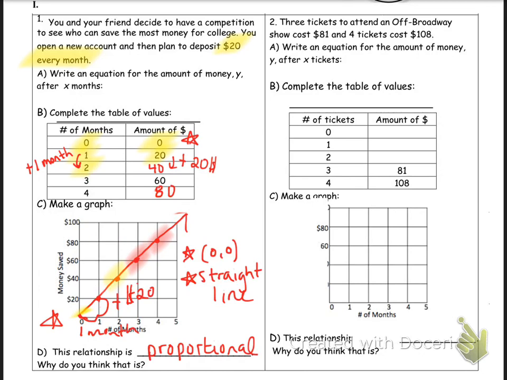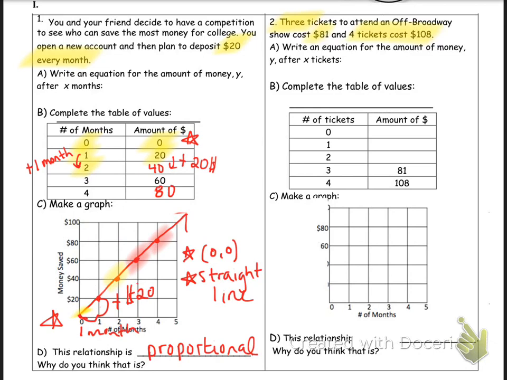Now let's look at number 2. 3 tickets to attend an off-Broadway show cost $81, and 4 tickets cost $108. Write an equation to find the amount of money Y after X amount of tickets.